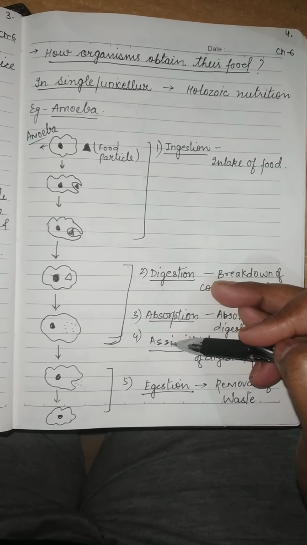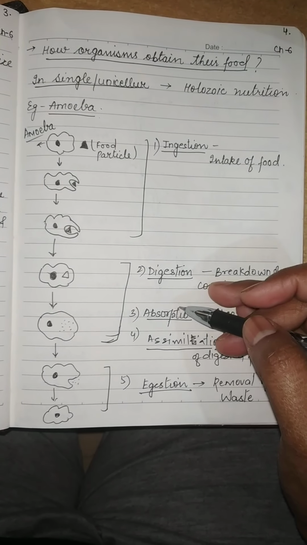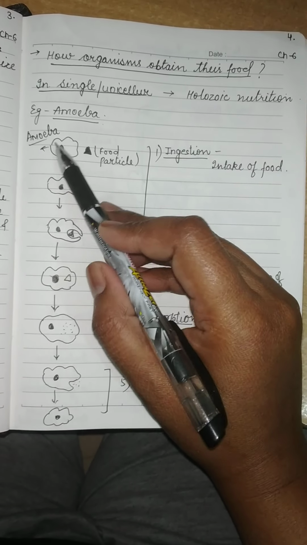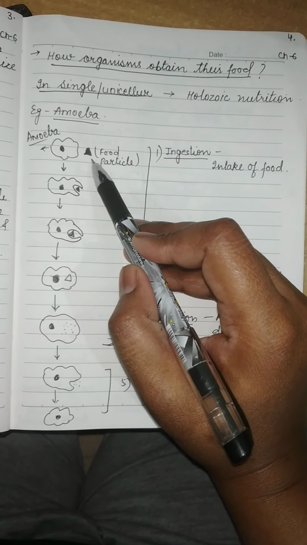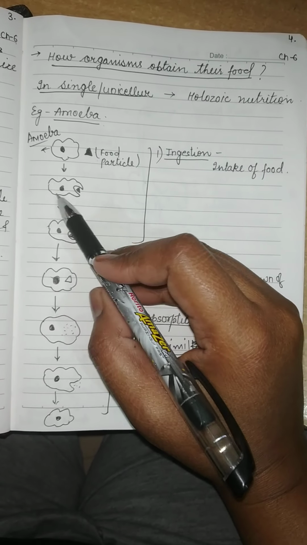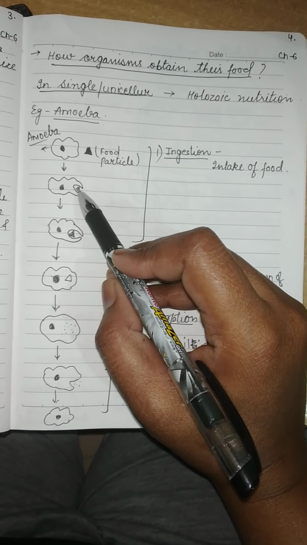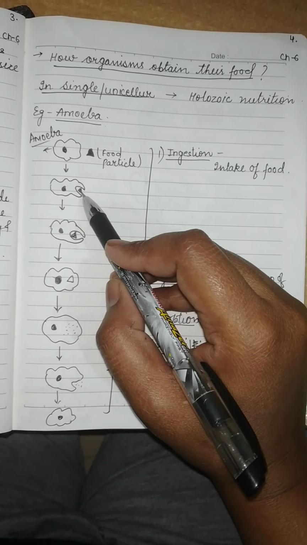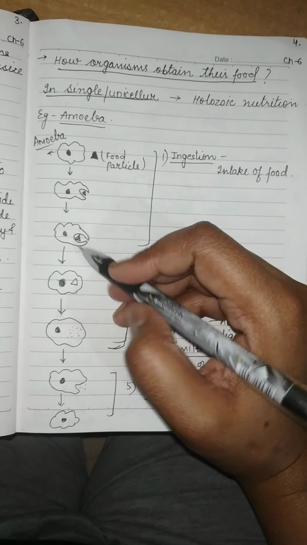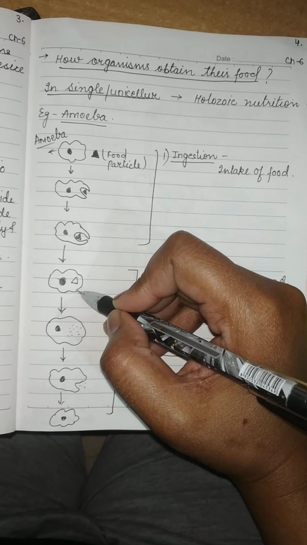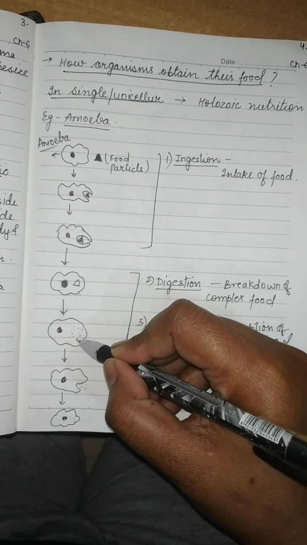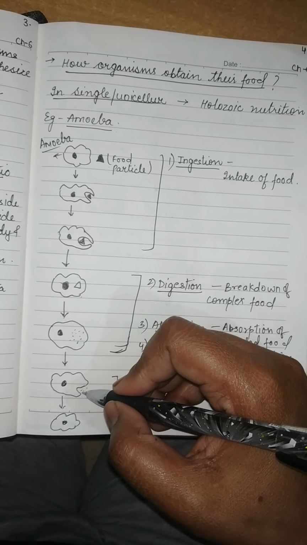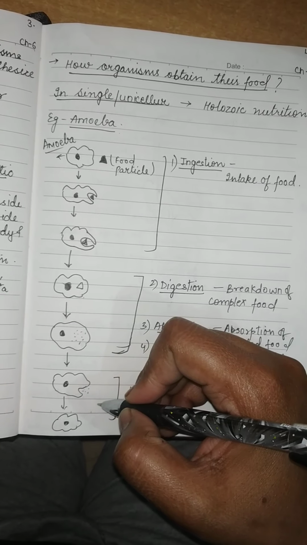These 5 steps you have already studied in previous classes. In this process, this is the cell body of the amoeba, this is the nucleus, and these are the food particles. This amoeba extends its pseudopodia. Pseudopodia means false feet, and it takes the food inside. Then it closes its outside wall. Then it digests this food, and the waste is moved out from the body in the same process.